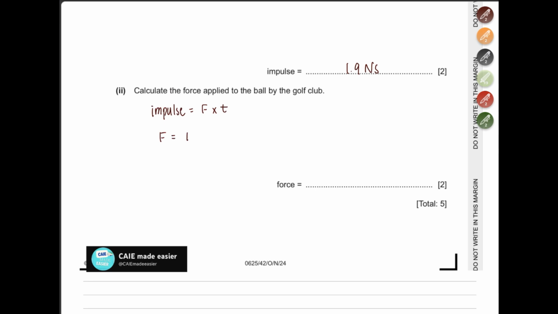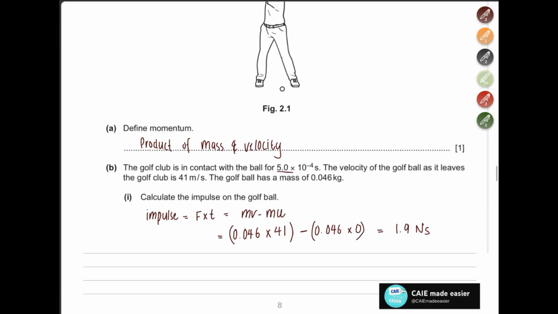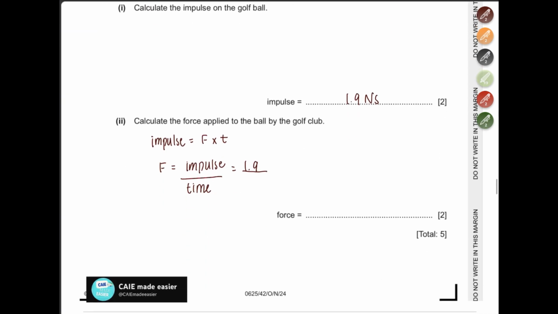Calculate the force applied to the ball by the golf club. Force is therefore impulse divided by time. This is going to be 1.9 divided by the time, 5 times 10 power negative 4. This is going to be 3,800 Newton.